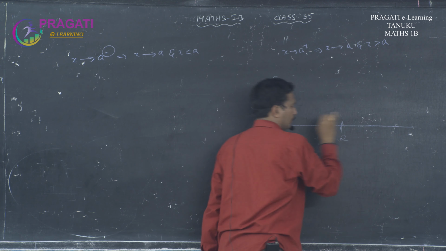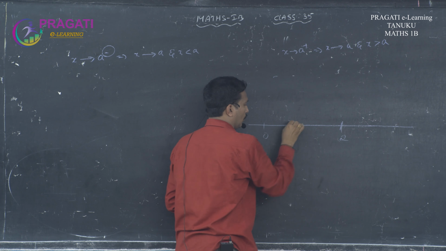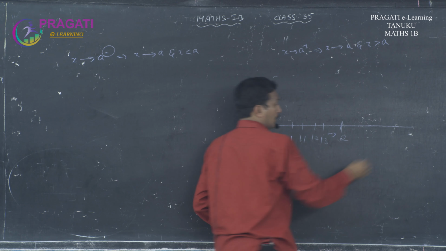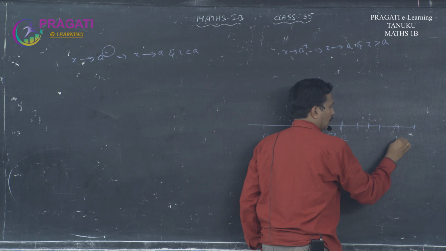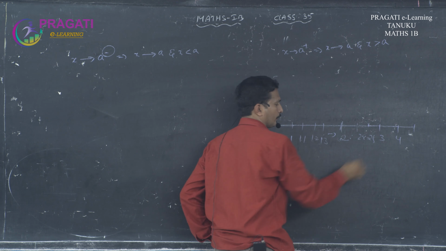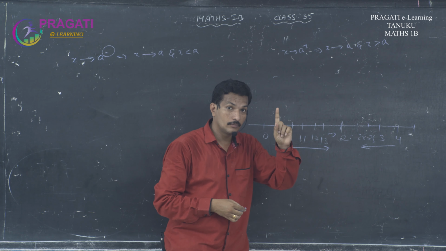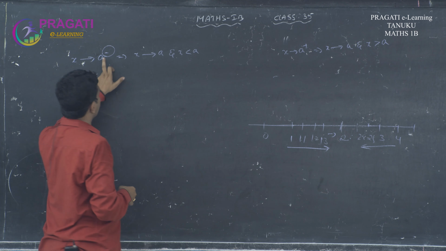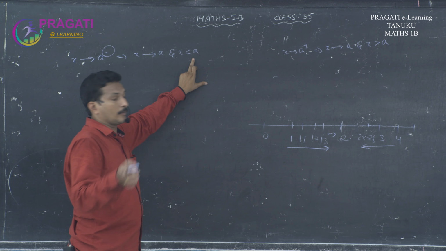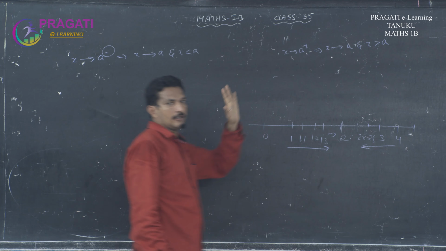Here you observe that we approach 2 either from the left side, where the numbers are 0, 1, 1.1, 1.2, 1.3, etc., or from the right side, where the values are 2.9, 2.8 and so on. When x approaches a from the left side, it is denoted by x tends to a minus, that is x tends to a and x less than a. From the right side, x tends to a plus, x tends to a and x greater than a.